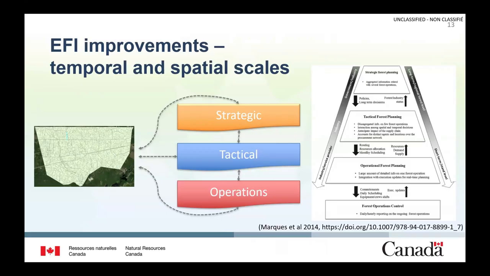Today's jurisdictional updates are mainly focused on strategic level inventories, but the technological improvement is increasingly allowing higher precision of mapping at larger scales. Hence, there's lines being blurred between strategic, tactical, and operational inventory needs for decision making. So I encourage you to figure out if you can find synergies across various scales for forest management to remove duplications and streamline processes.